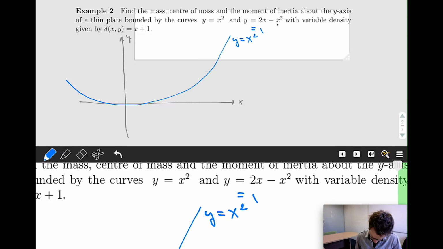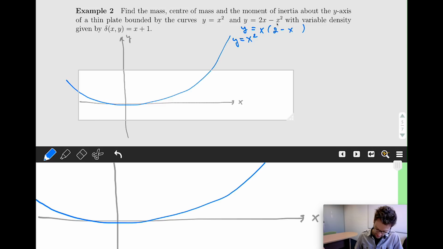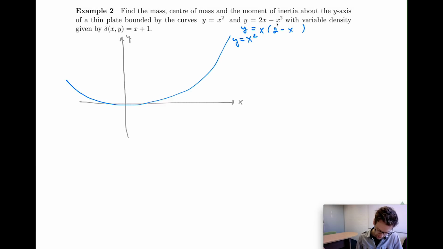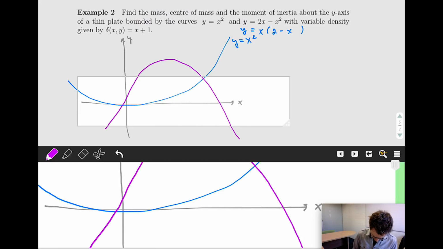So let's pull out a common factor of x. So we're going to have y is equal to x times 2 minus x, which means that this thing has roots at x equals 0 and x equals 2. And it's going to be a hill rather than a valley because it's got a minus sign in front of the x squared. So it's going to do something like this. So it intersects at x is equal to 0 and x is equal to 2.